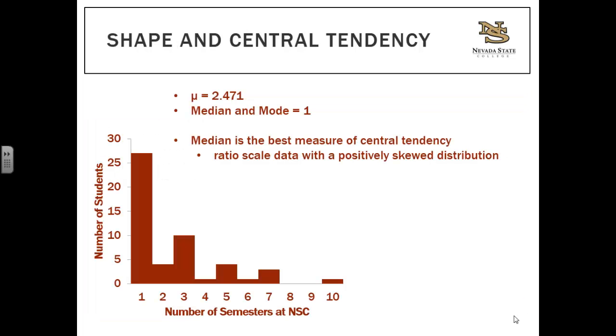So let's say we were looking at a frequency distribution graph representing the number of semesters at NSC among a sample of students. About 27 students had been here for 1 semester, about 4-ish students have been here for 2, and so on and so forth. We have a situation where this is what's called a positively skewed distribution.